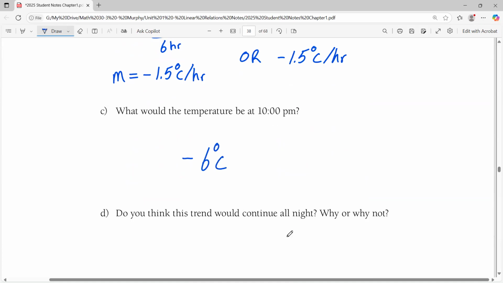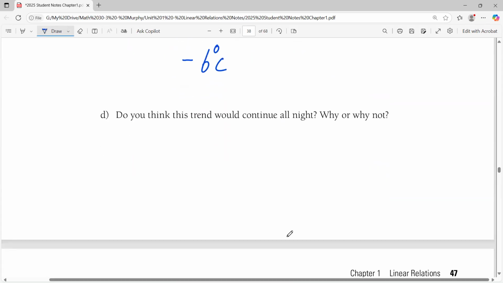Do you think this trend would continue all night? Why or why not? Well, for this one, I put no. And there's tons of reasons. I mean, overnight, it can only get so cold, right? There could be a lot of other factors too. There could be the wind chill. There could be any kind of snow, rain. A lot of other things can affect the temp. So I just put no.